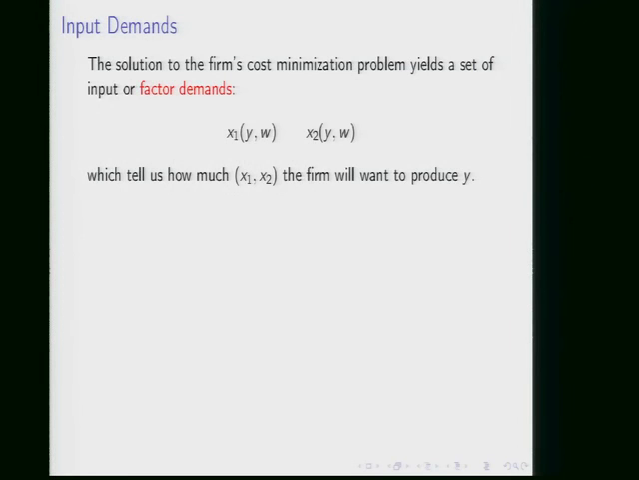Okay, so that was the trick question. Here's a non-trick question. We've got some other parameters to play with here. What happens to input demands if this technological parameter A increases? We used this before to talk about the technology that the firm is using. So if A increases, how does that affect input demand?